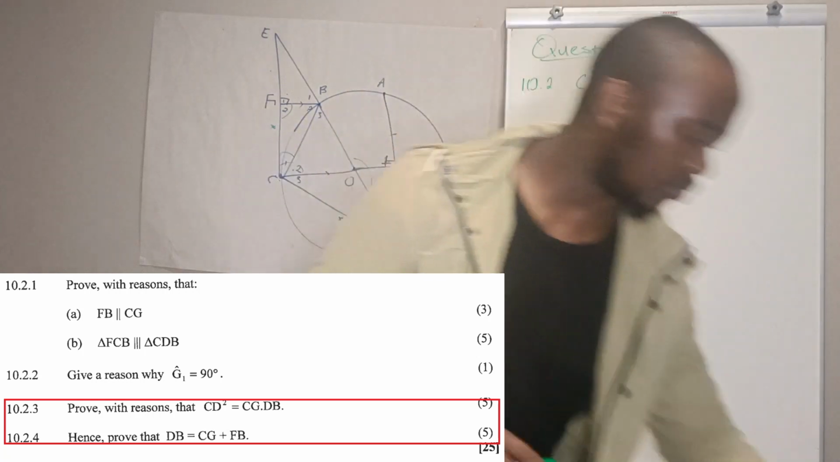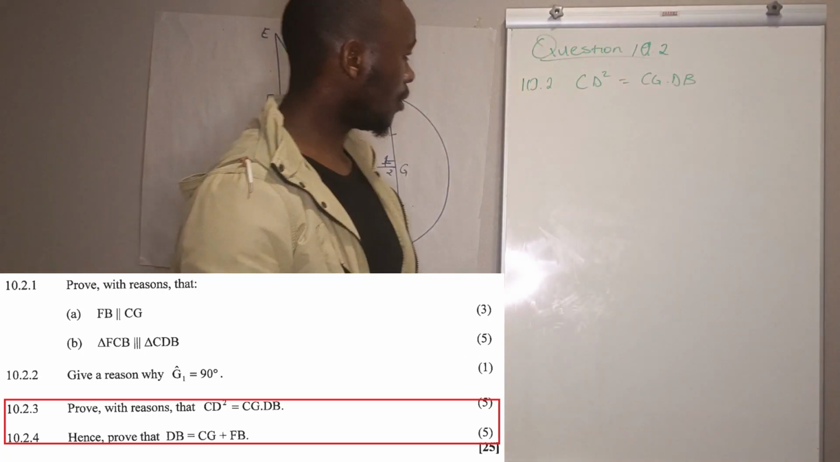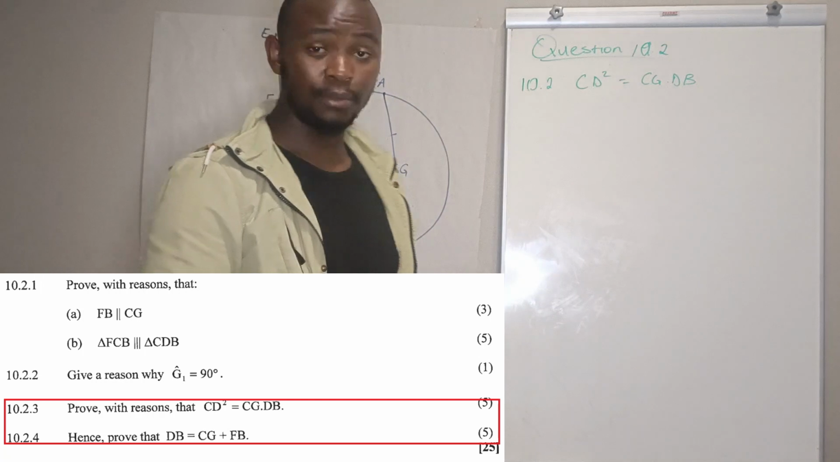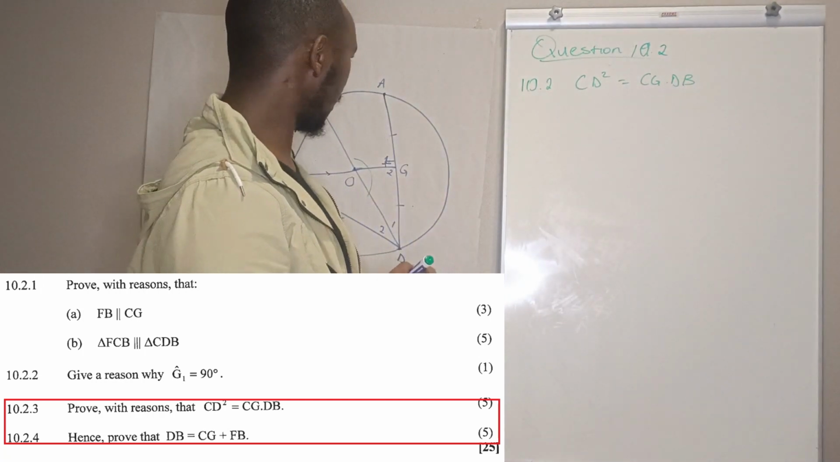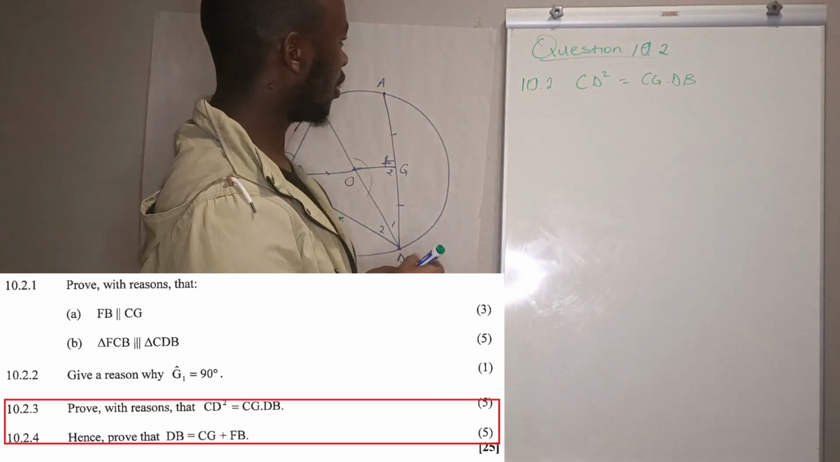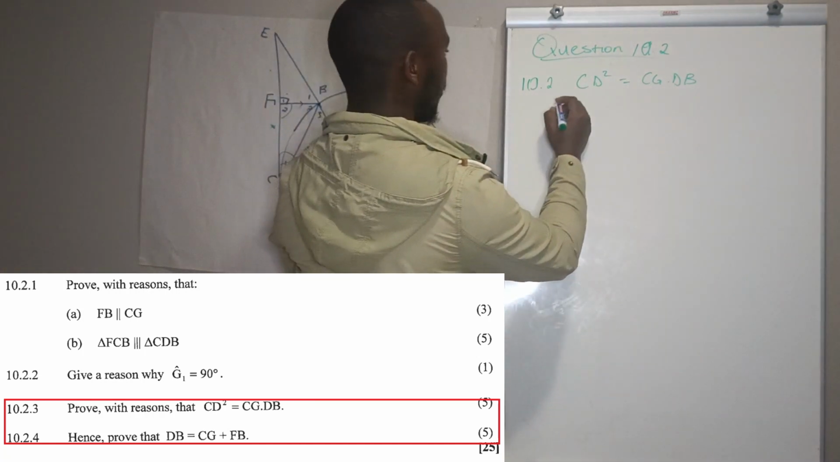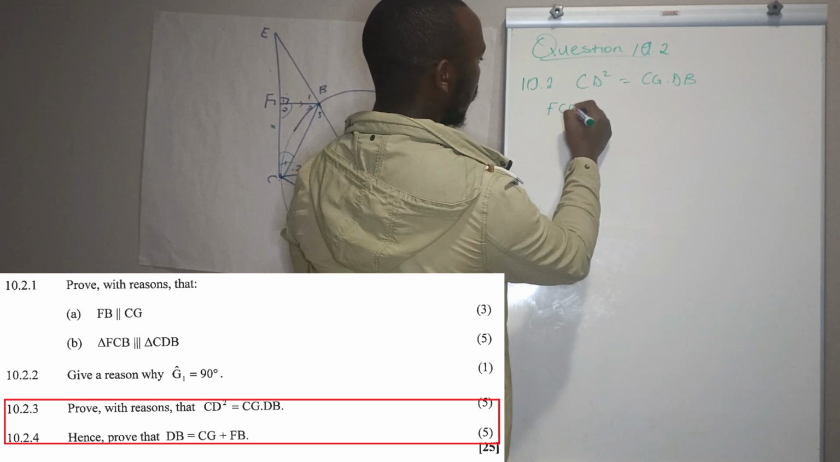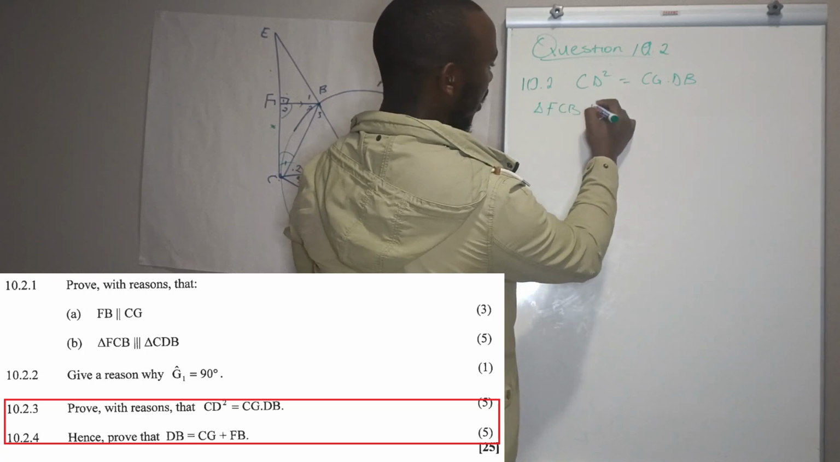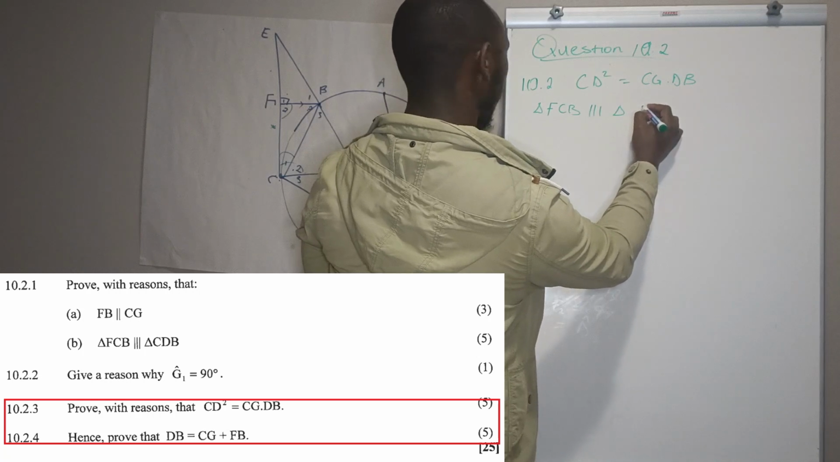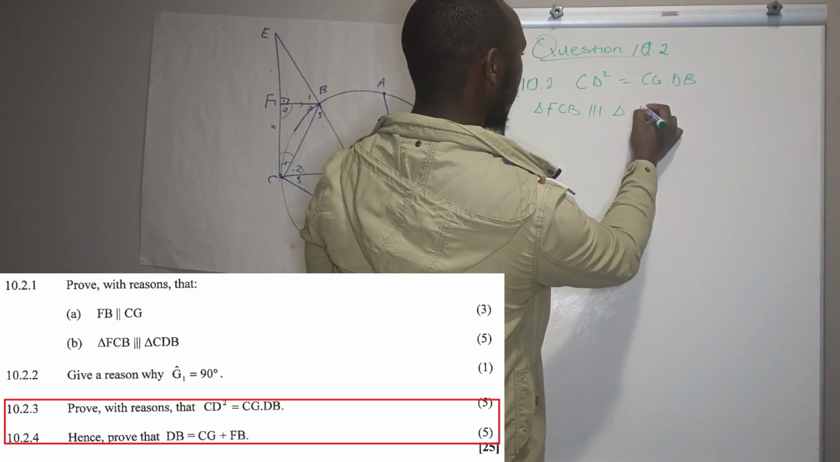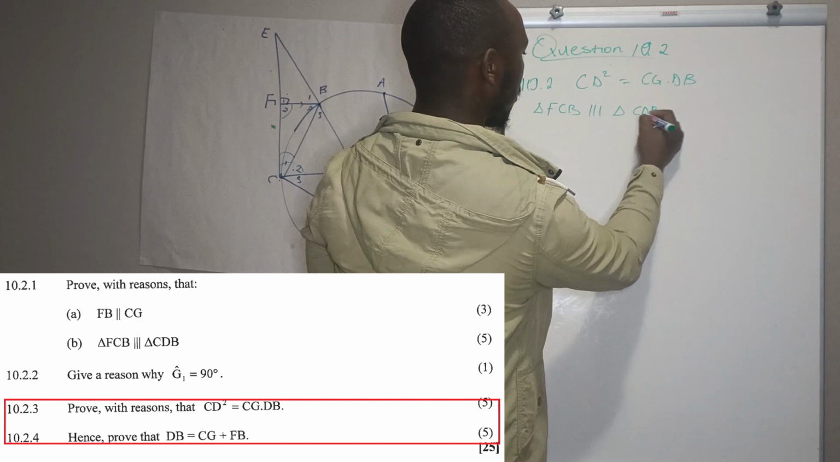One important thing that we did on the previous question is to prove that triangle FCB is similar to triangle CDB.